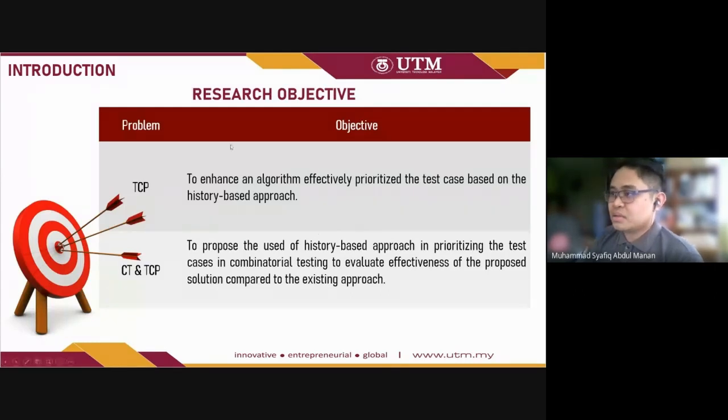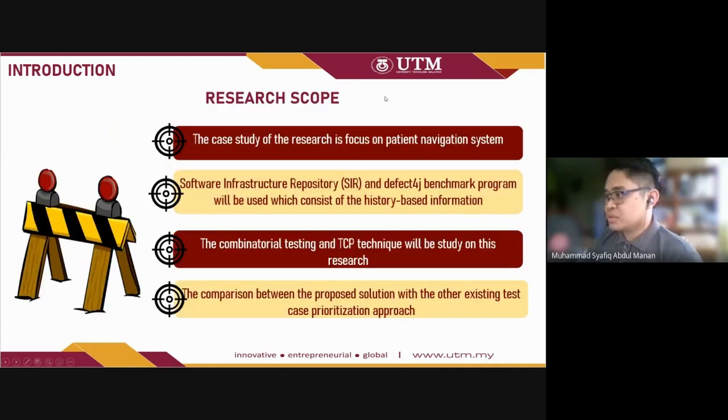And then these are the objectives. For the first one, we want to enhance the algorithm to effectively prioritize the test cases based on a history-based approach, where we utilize multiple factors. And then for the use of CIT in TCP itself, we want to propose the use of a history-based approach in prioritizing test cases in combinatorial testing, to evaluate the effectiveness of the proposed solution compared to the existing approaches that are currently available. Then we go to the scope.